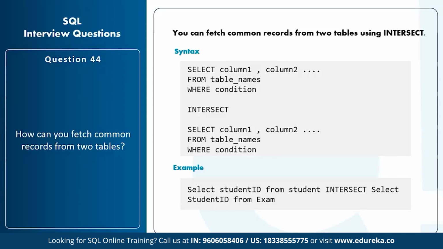So for your better understanding, you can see the example on the screen. You can see that I have used select student ID, that is basically a single column from student, then used the intersect command, and then again I've mentioned select student ID from a different table, that is exam. So that's how you can fetch common records from two tables.